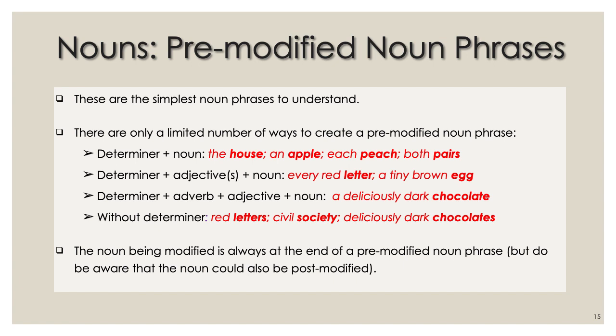And one thing about a pre-modified noun phrase is the noun which is being modified is always at the end of a pre-modified noun phrase. So you can see that on all of these: letter, egg, chocolate, letters, society, chocolates. They're at the end. But you do need to be aware that the noun could also be post-modified, and we'll talk a little bit about that later on, that you can have a pre-modified noun phrase which is also post-modified.